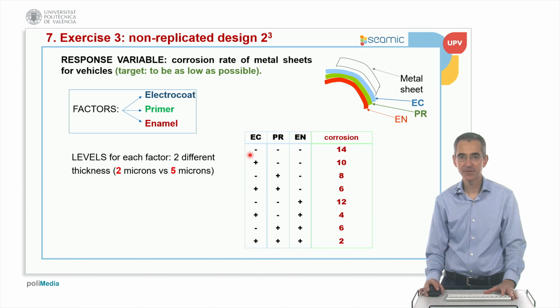So this is the experiment that is run. This is a complete design. We have 3 factors at 2 levels. So in total, we have these 8 treatments, and then we have these 8 experimental values. So the minus level means that the layer was at 2 micron, and the plus level means that the layer was tested at 5 microns.